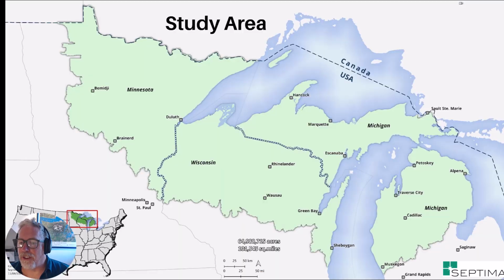So our study area is large, covering more than 260,000 square kilometers, and it includes parts of the states of Minnesota, Wisconsin, and Michigan. And as we mentioned, it's called the Laurentian Mixed Forest Province, or North Woods, and it's a transition zone between the northern boreal forests of Canada, which are predominantly coniferous, and the eastern deciduous forests of the US, which are predominantly hardwoods.